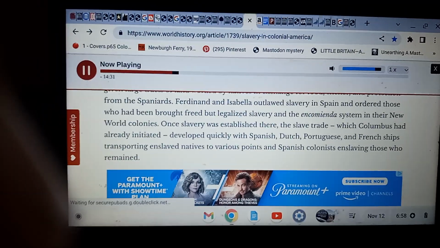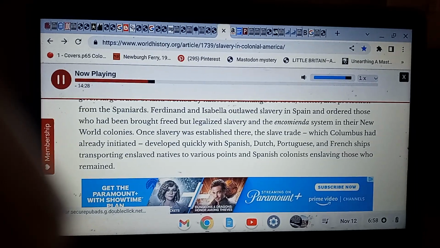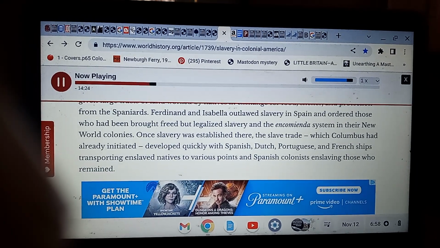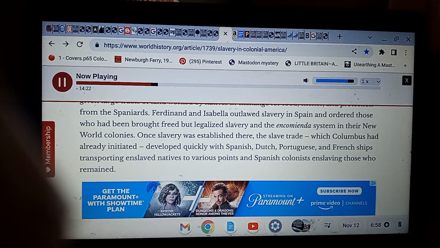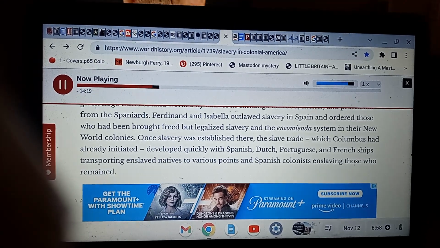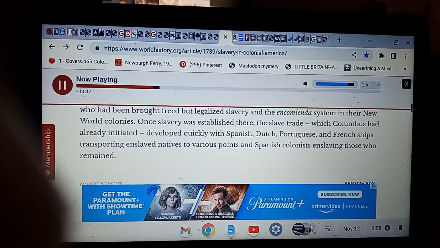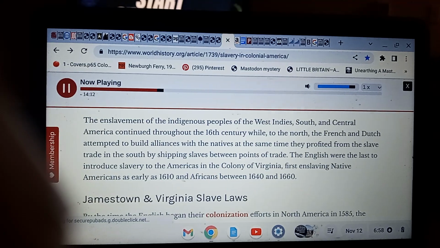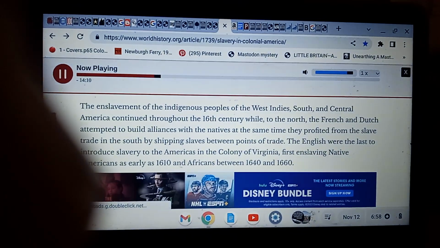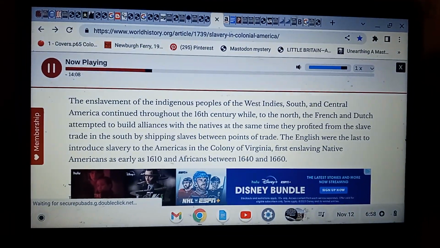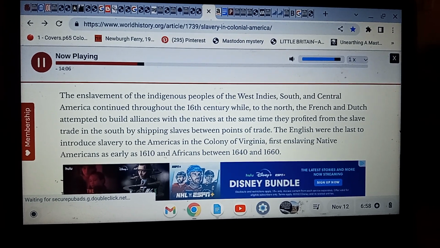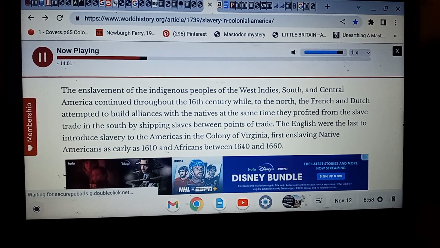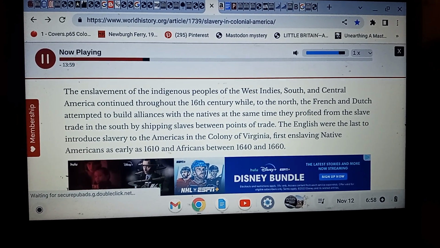Once slavery was established there, the slave trade, which Columbus had already initiated, developed quickly, with Spanish, Dutch, Portuguese, and French ships transporting enslaved natives to various points and Spanish colonists enslaving those who remained. The enslavement of the indigenous peoples of the West Indies, South, and Central America continued throughout the 16th century while, to the north, the French and Dutch attempted to build alliances with the natives at the same time they profited from the slave trade in the South by shipping slaves between points of trade.